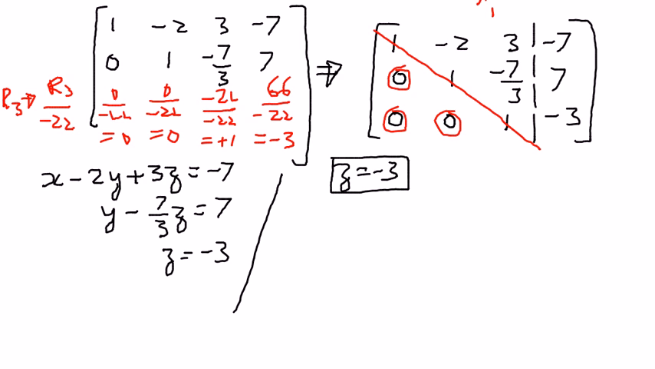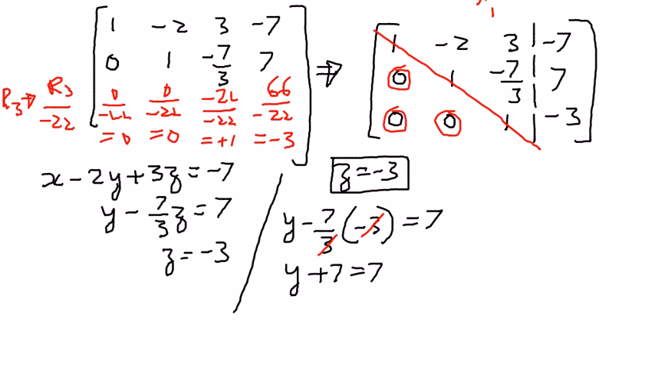That is one solution. We'll go back to the second equation and then find the value of y, and the way to do that is as follows: y minus 7 over 3 times negative 3, the value of z, is equal to 7. So y, this 3 and this 3 cancel out. Negative times negative is a positive. y plus 7 is equal to 7. Therefore, the value of y is equal to 7 minus 7, which is equal to 0. The value of y is equal to 0. That is the second part.